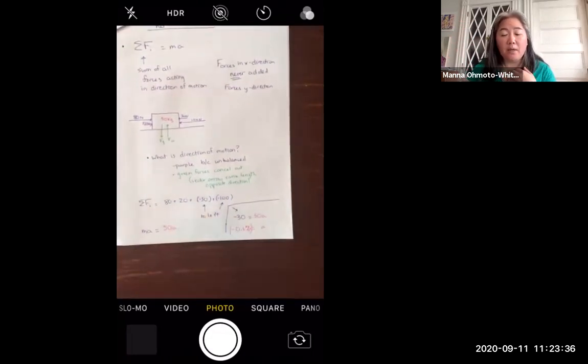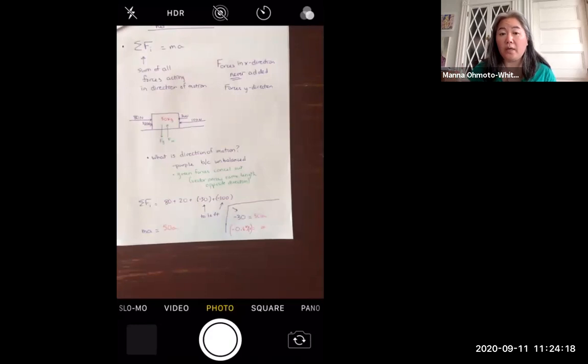So I sum them up. So remember that anything that's moving to the right is positive. Anything that's moving to the left is going to be negative. So 80 plus 20 plus negative 30 plus negative 100 is going to equal MA, and MA is 50, I don't know what the A is. So then these two are going to be equal to one another. So when I sum all of this up, that becomes negative 30 equals 50A, and that's going to be equal to negative 0.6. And at this point, I can now put in my units, and my units for acceleration are always going to be meters per second squared.